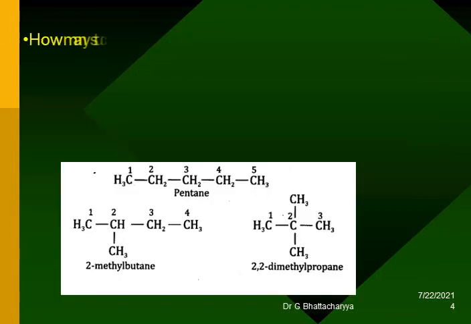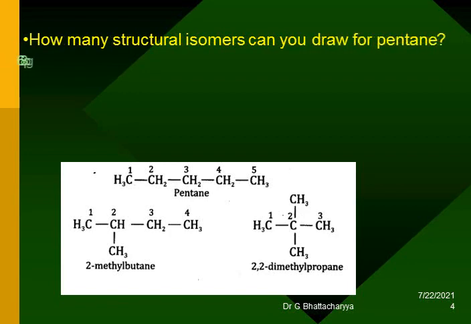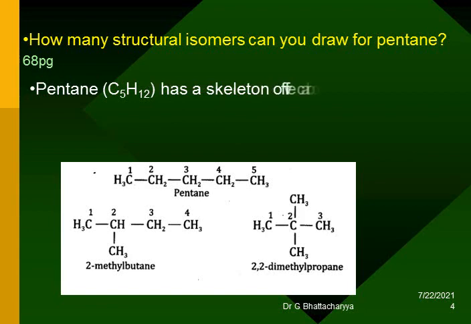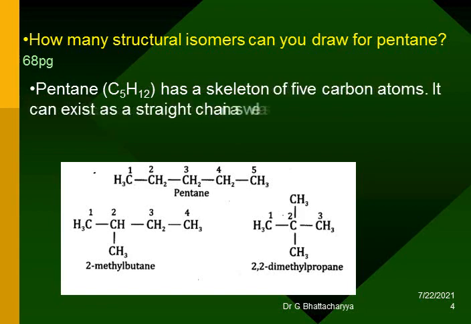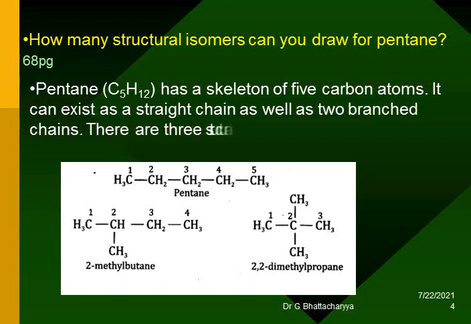How many structural isomers can you draw for pentane? Pentane, C5H12, has a skeleton of 5 carbon atoms. It can exist as a straight chain as well as 2 branched chains. There are 3 structural isomers for the hydrocarbon, which is an alkane.